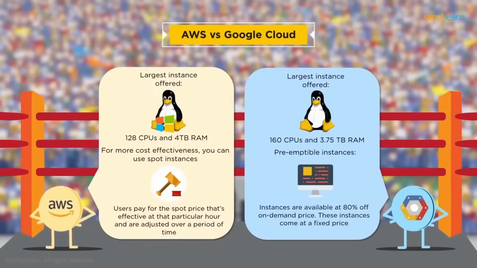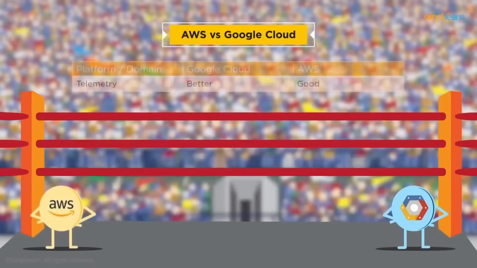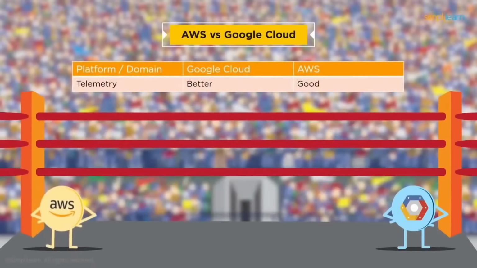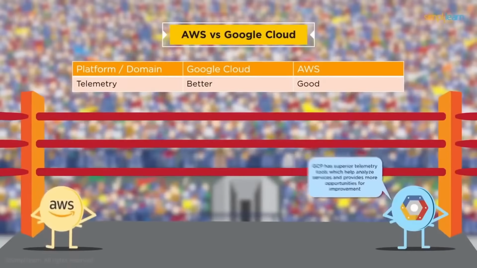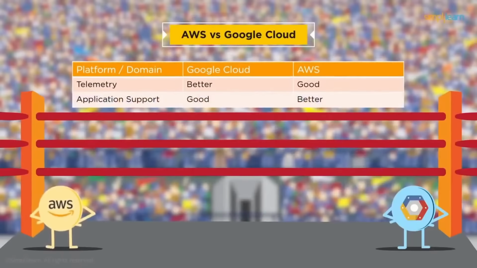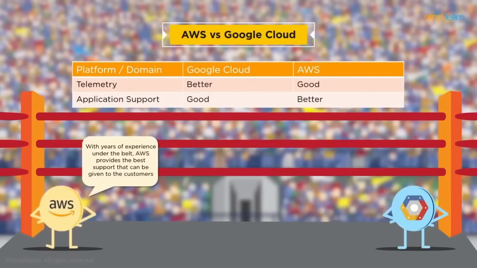Before we wrap it up, let's compare on some other things as well. Telemetry. It's a process of automatically collecting periodic measurements from remote devices, for example, GPS. GCP is obviously better because they have superior telemetry tools which help in analyzing services and providing more opportunities for improvement. When it comes to application support, AWS is obviously better since they have years of experience under their belt. AWS provides the best support that can be given to the customers.